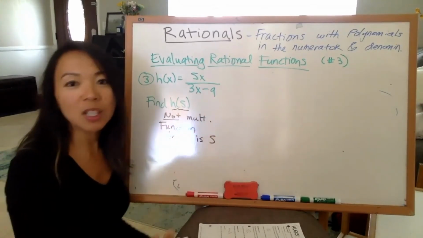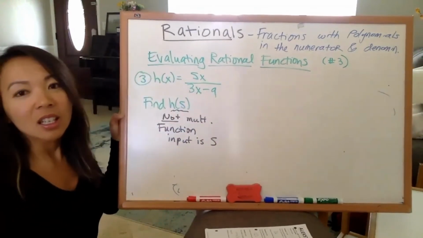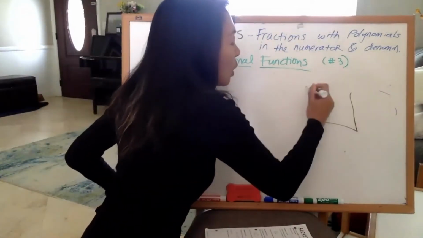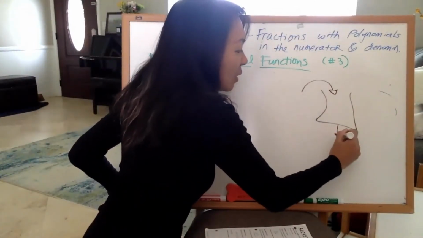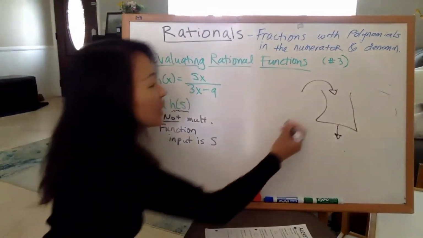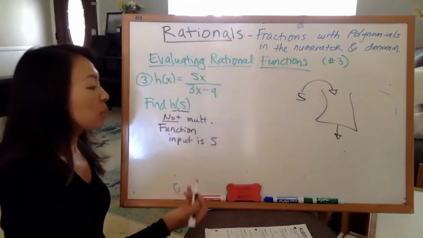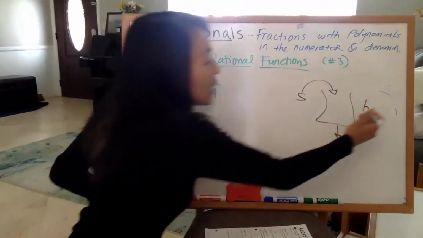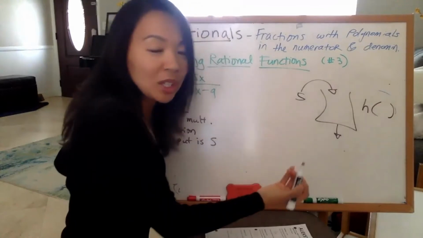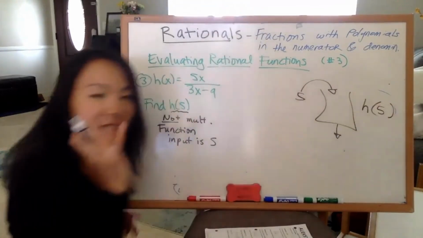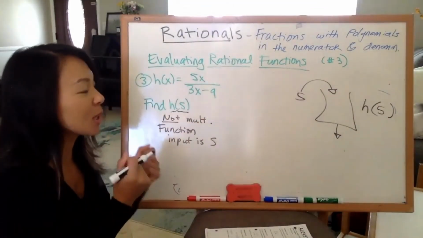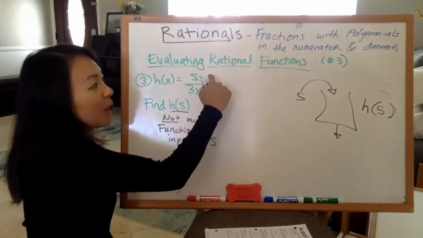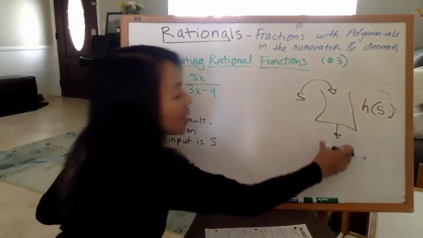So if you remember what a function is in our previous section, a function is a machine where if you put a number in, it spits something out, right? And whatever you put in, so here in this case, we put in the number 5. So we put 5 into the machine, and the machine is called h, and it takes in that number 5. So it's written as h parentheses 5, meaning it's going to take in the 5 and eat it up and do something with it. Well, what is it going to do to it? It's going to do this to it. It's going to do the 5x over 3x minus 9, and then it's going to spit out an answer.